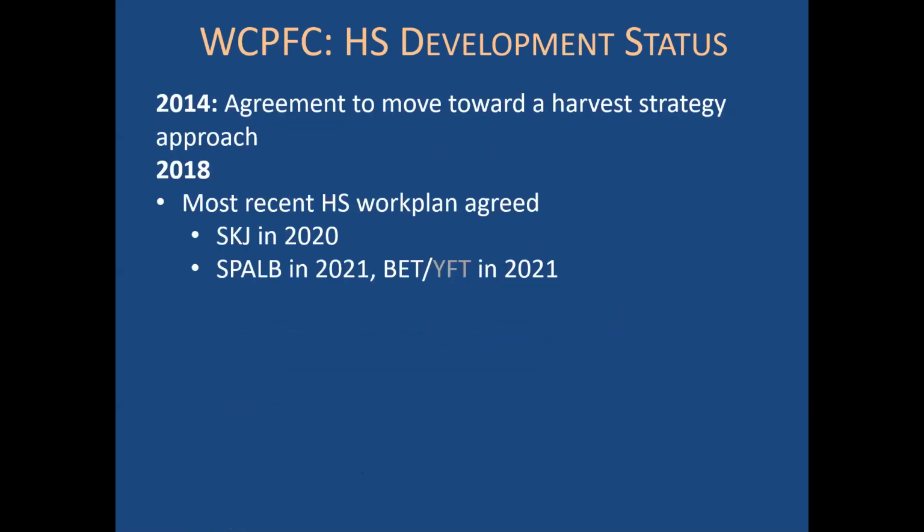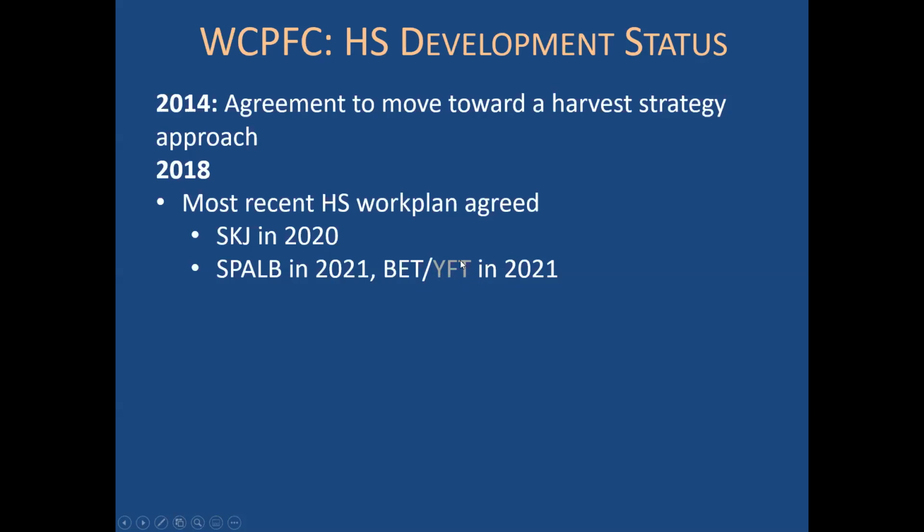Looking at WCPFC, they adopted an overall mandate to move toward a harvest strategy approach back in 2014, and in 2018 set goals to adopt a skipjack harvest strategy this year, South Pacific albacore next year, and then bigeye and yellowfin next year as well.